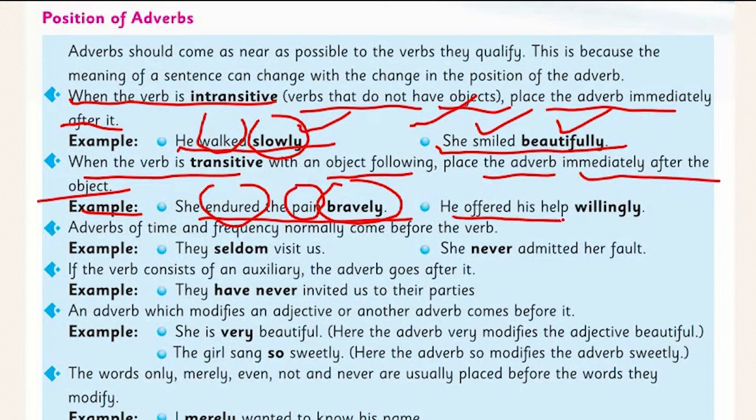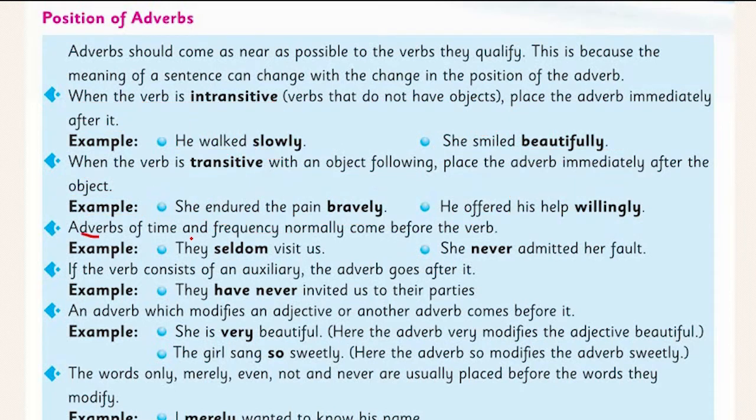He offered his help willingly. Offered is a verb here, help is an object, and willingly is an adverb here, which is modifying the verb offer, and bravely is modifying the verb endured. Adverbs of time and frequency normally come before the verb. Time and frequency adverbs always come before the verb, like they seldom visit us, and visit is a verb here and seldom is an adverb of frequency here.